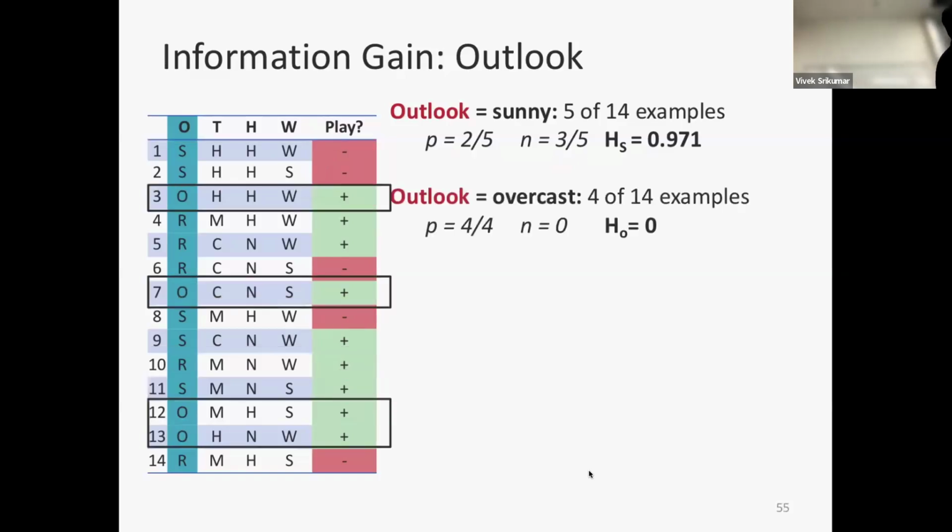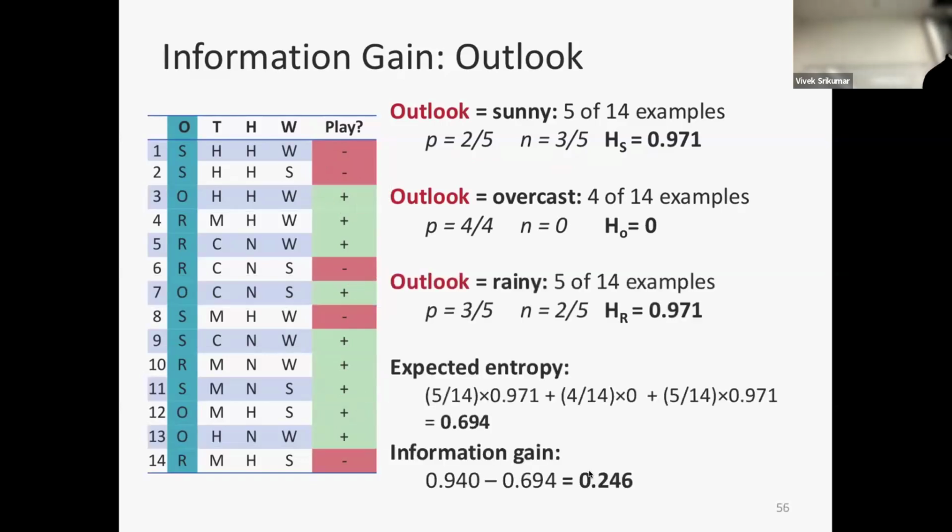Outlook is overcast. There are 4 examples, and all 4 of them have the label plus. That means the entropy of that subset of the data is 0, because there is no uncertainty left in the label. Then you have one more value which the feature takes. Outlook is rainy. And there are 5 such examples. Once again, you need to calculate the entropy of 3/5 and 2/5, which comes to 0.97.